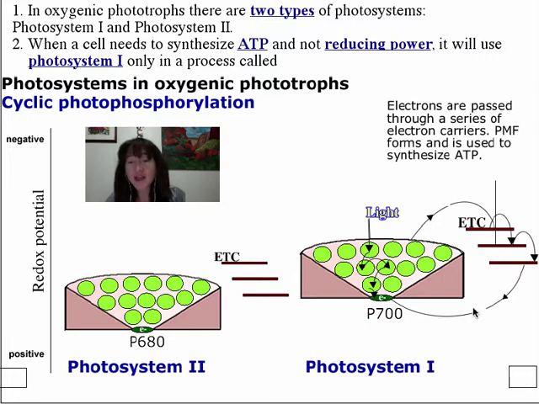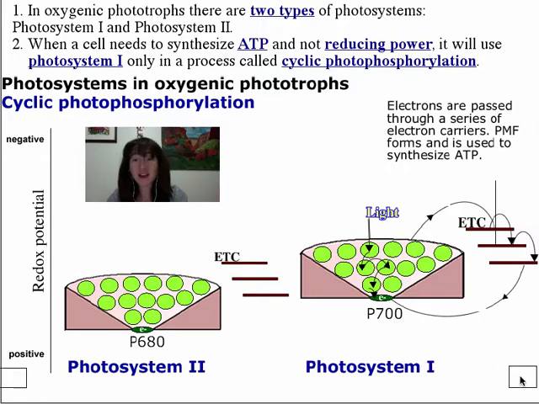And what will happen is that, again, light will hit all of these accessory pigments. It will be effectively transferred down to the reaction center chlorophyll. That will be excited to a high energy state. ETC will run and PMF will form and ATP will be made. But what's cool in this process is that it's cyclic.